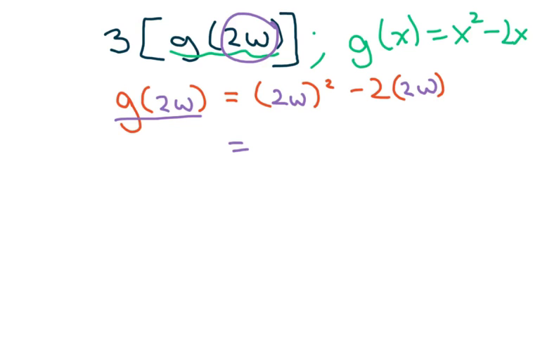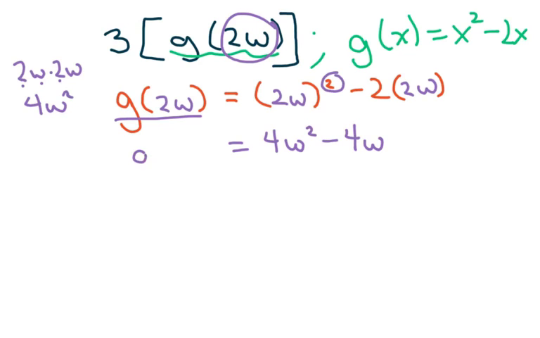This is 4w squared. Remember, this 2 here just means to write this 2w down twice and multiply. So you have 2 times 2 is 4. w times w is w squared. So that's 4w squared minus 4w. And that's g of 2w.